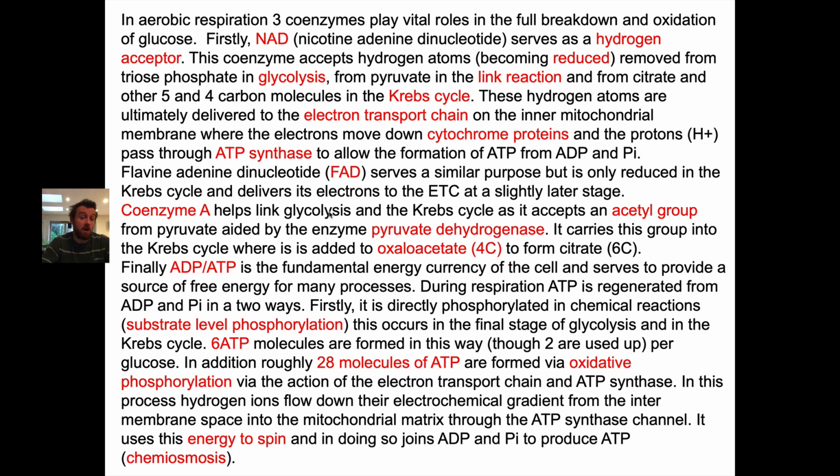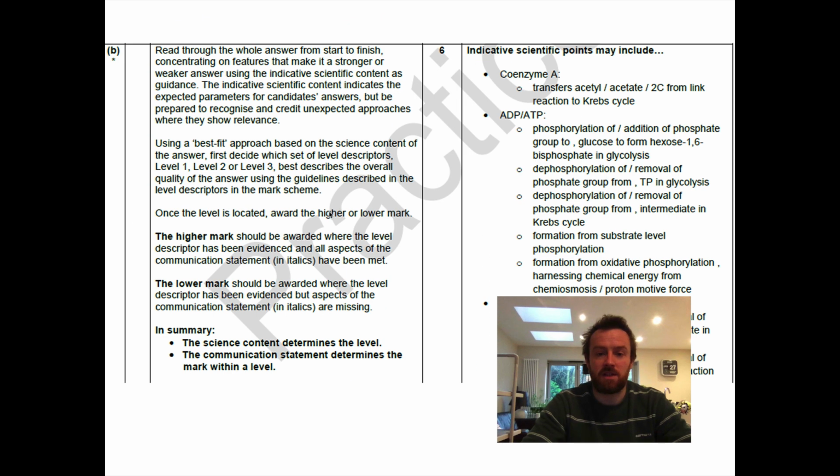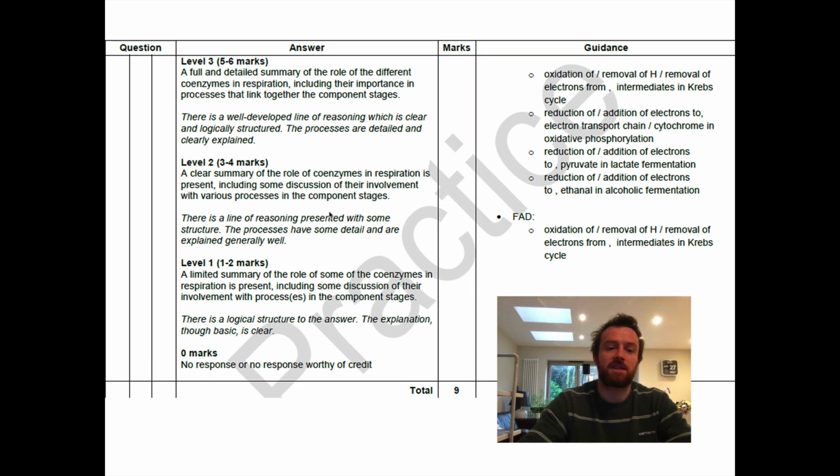And let's look at the mark scheme now. So here's the mark scheme as provided by the exam board. So first of all, I want to look at the guidance, okay, and I'll come back to this slide. So the guidance says, to get 5 or 6 marks, you need a full and detailed summary of the role of the different coenzymes, including the link reaction. Okay, so you have to have talked about the link reaction to get 5 or 6. If you forgot, you can only get 3 or 4, I think.